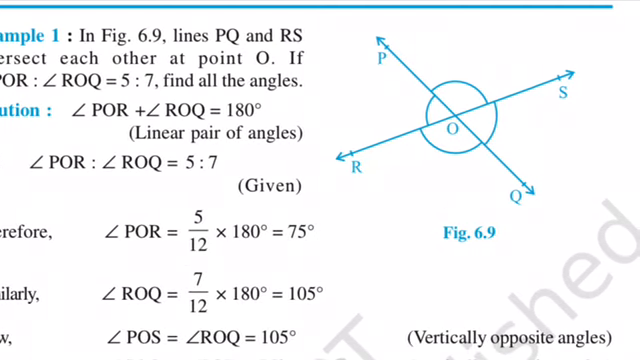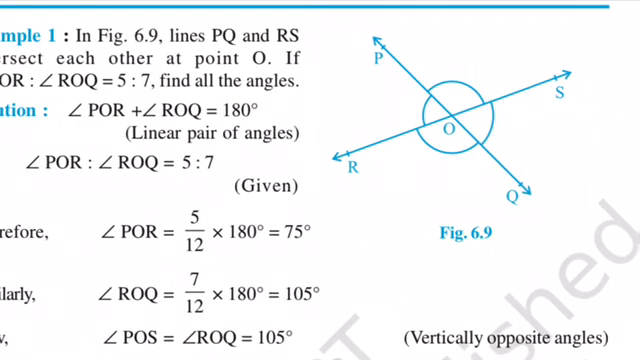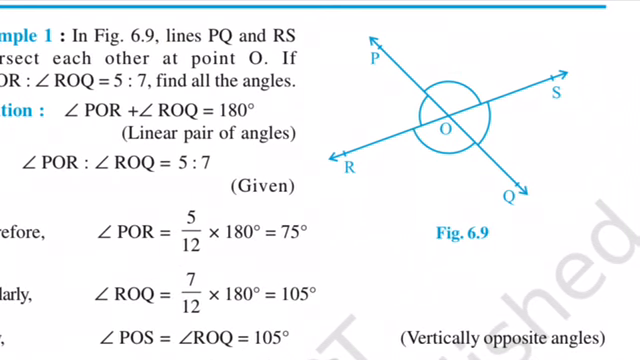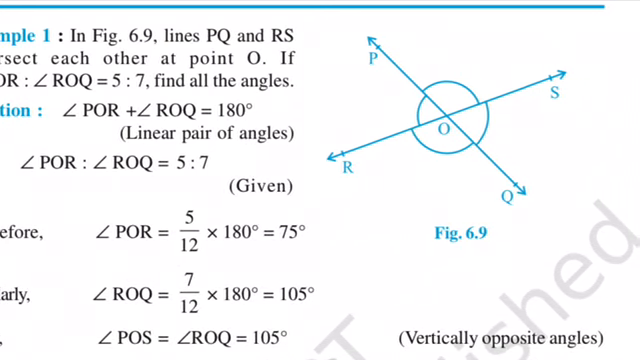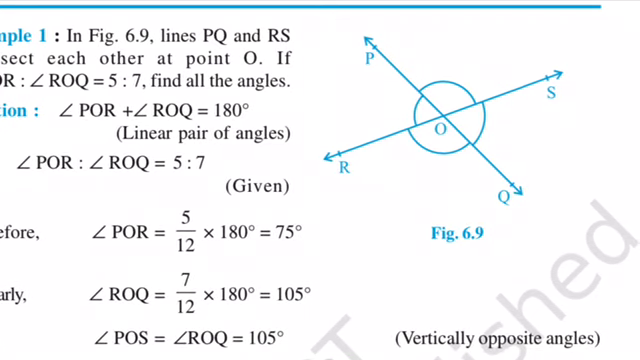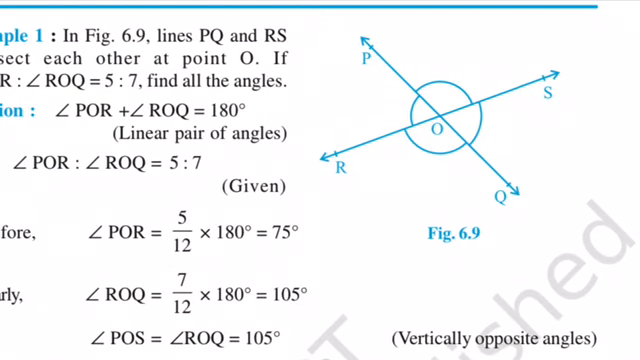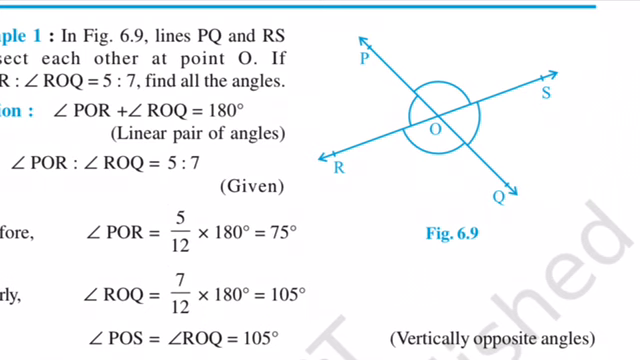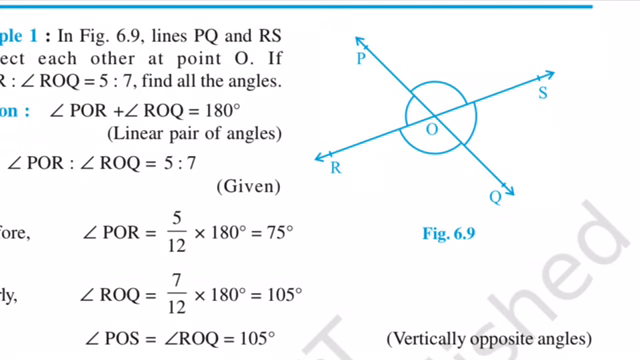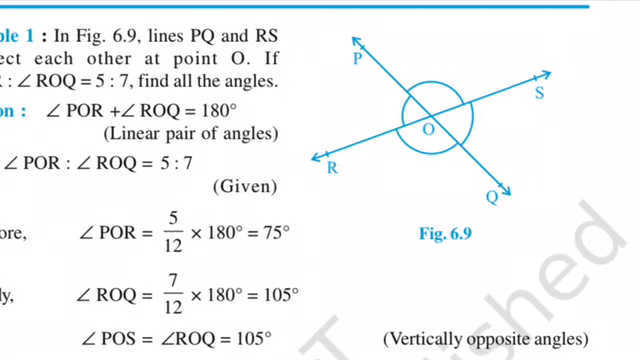the ratio of POR is what? 5, and total upon 12. Why total upon 12? Because 5 plus 7 is 12, and multiplied by 180 degrees. Why 180 degrees? Because the sum of both angles is 180 degrees, and when we solve it, it will become 75. Okay, and angle ROQ is equal to, for ROQ the ratio is 7, so this is 7 upon 12 into 180 is equal to 105 degrees when we simplify it.